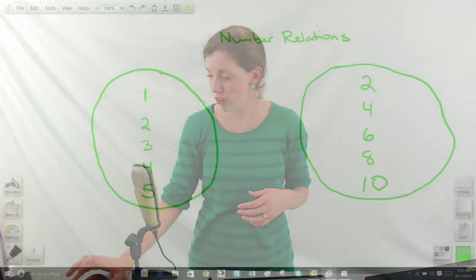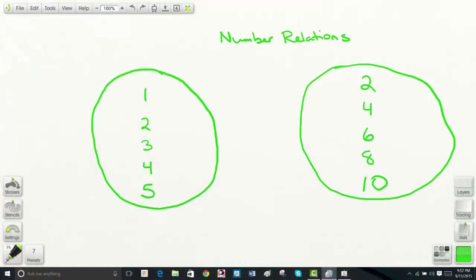Okay, so we are going to start off now, lesson 1, by talking about number relations or number relationships. And in order to describe more effectively what I mean, I want to draw your attention to this other screen. So I have two sets of numbers. Each circle represents a set or a group of numbers that I've created. There's no particular reason that I chose these numbers except that they were easy ones.